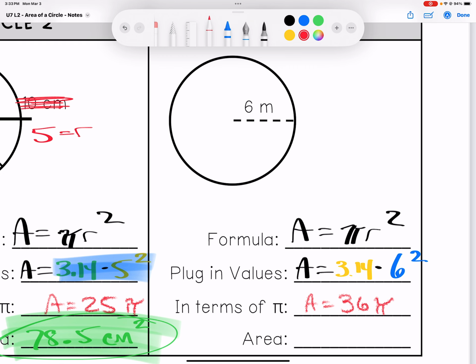In terms of pi, it's 36 pi. Why? Because 6 squared is 36. So your answer is going to be 3.14 times 6 squared, and it's going to be 113.04. It is meters squared. Why is it meters? Because they use that. And anytime you're talking about area in any circle, square, it doesn't matter, it's squared. Area is always squared.